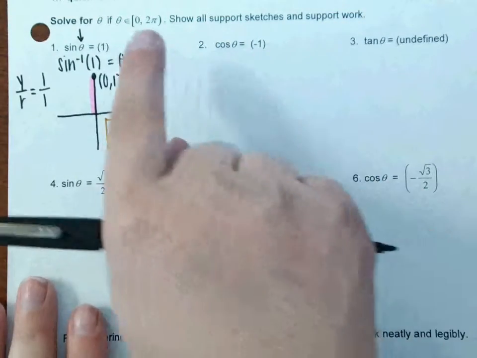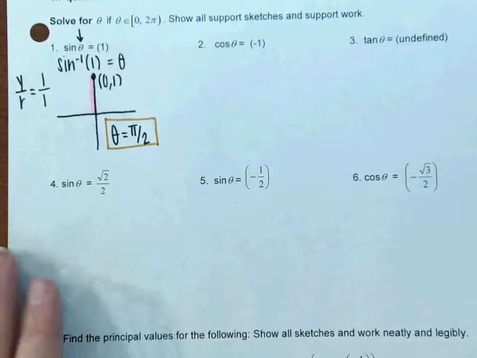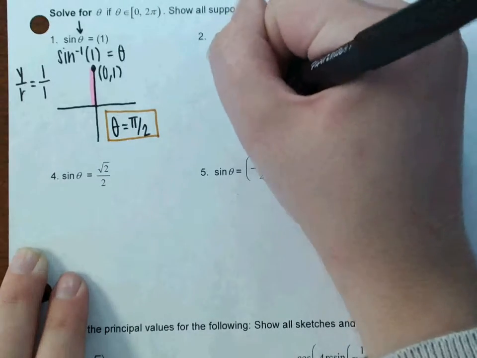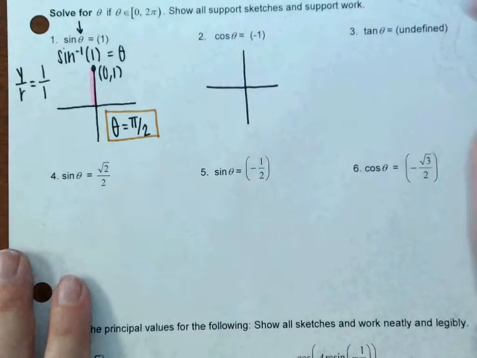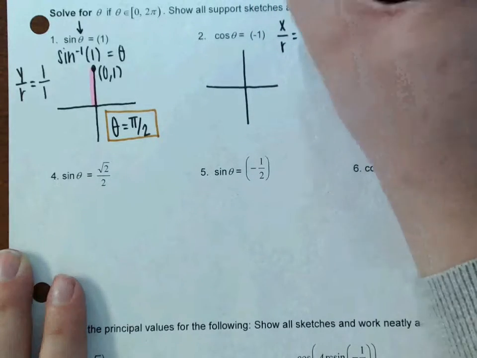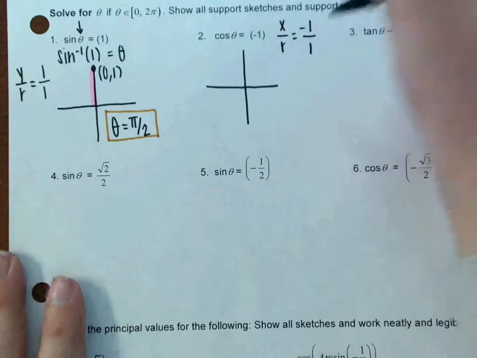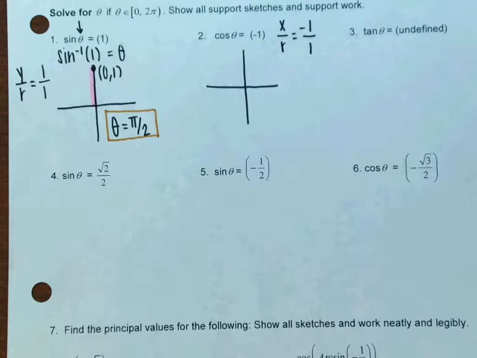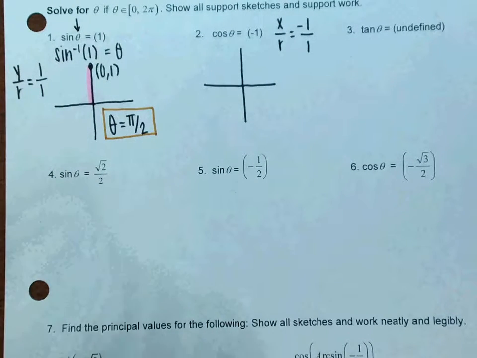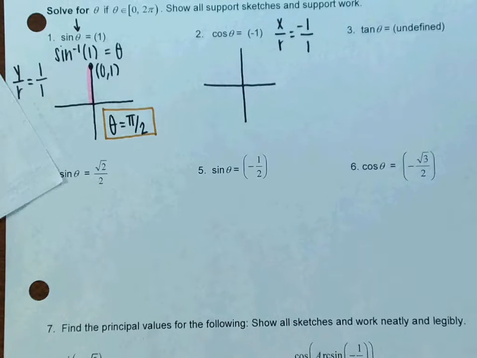The other option would be if it was 0. So cosine theta equals negative 1. So I'm going to draw my graph. Cosine is x over r. So that's negative 1 over 1. How did I know that the negative 1 went with the x? Perfect. R is never negative. Okay, so we need to look at our unit circle.